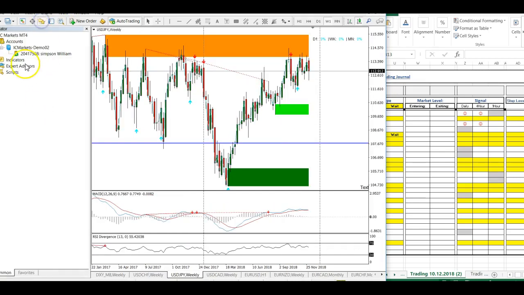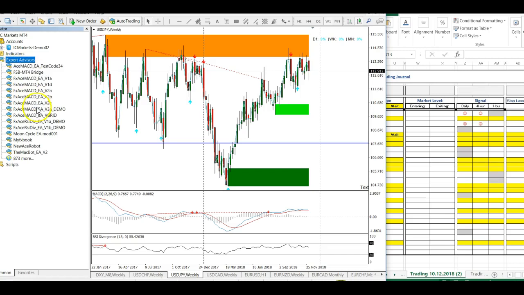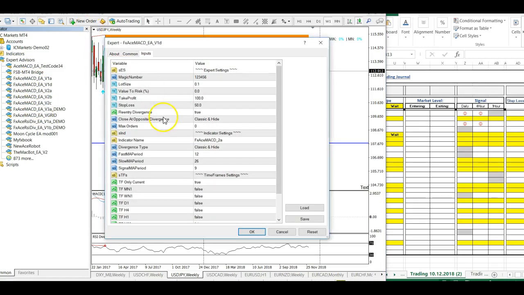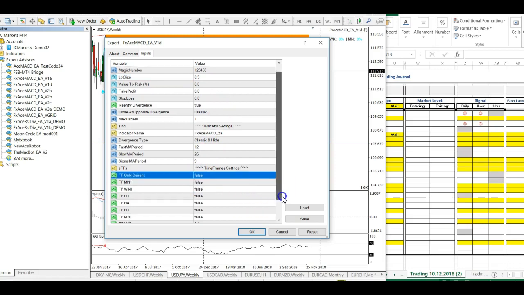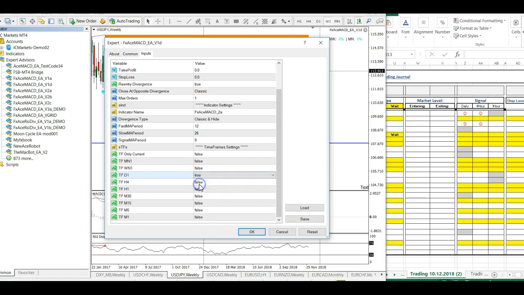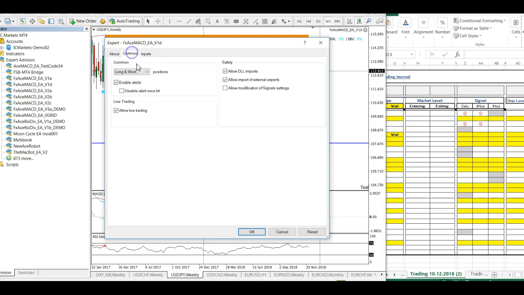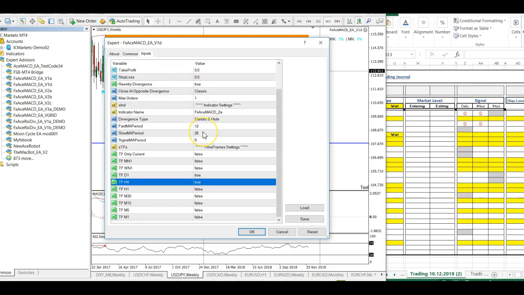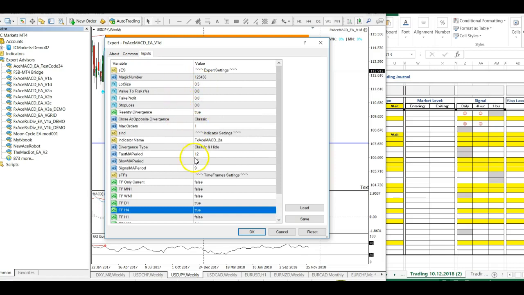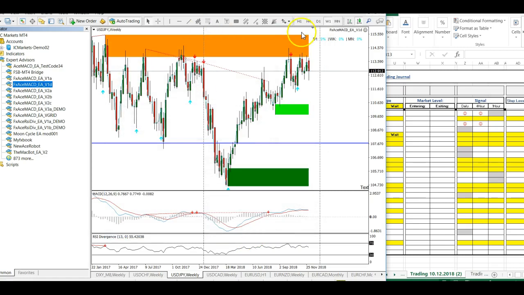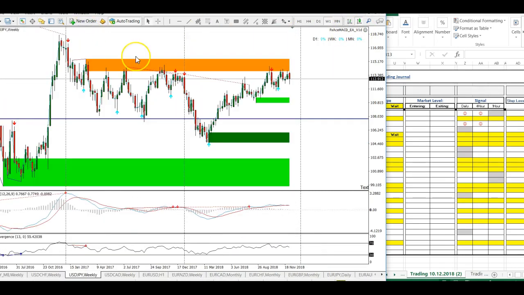Okay, so what we want to do now is simply load the MACBOT. Again, we'll just put in the settings. It's a longer term trade, so we'll be able to monitor this a bit more. Close it up on divergence. Yes, classic. Max orders, under one trade, one signal, 0.5 and false. Time frame signals are daily and the 4 hour. Go to common, we're only looking to short the market, only short. Go to inputs again, just make sure everything's correct. Classic, classic. Okay, so that's it. Hit okay, make sure we've got a smiling face there. We do, and what we do is just await a signal there.